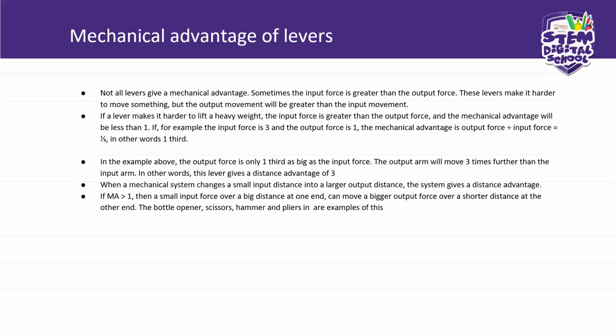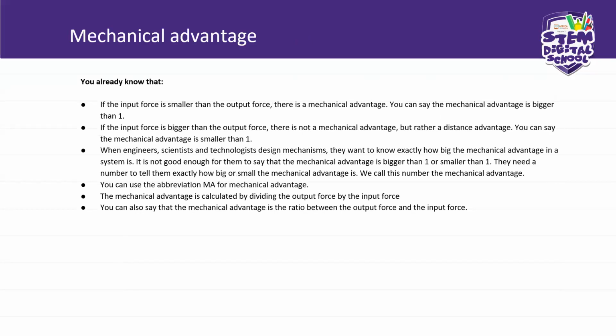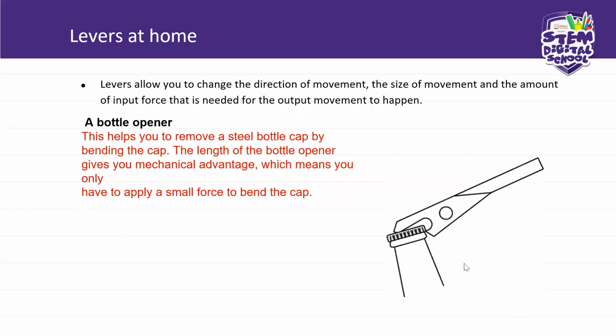If mechanical advantage is greater than 1, then a small input force over a big distance at one end can move a bigger output force over a shorter distance at the other end. A bottle opener, scissors, hammer, and pliers are examples of this. Because remember the bottle opener, let's go back to the bottle opener. We said this arm is what gives it an advantage. It makes it easier for us to remove the cap. It is the length of this arm.